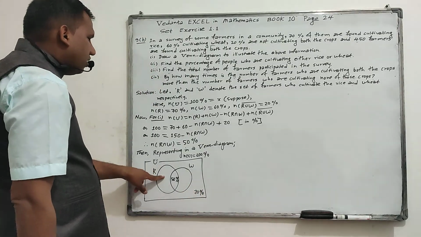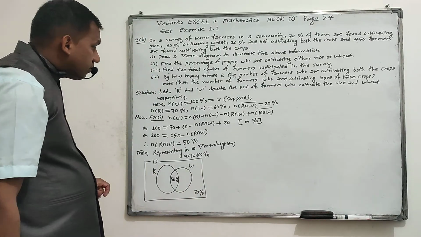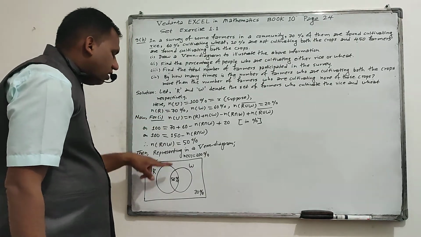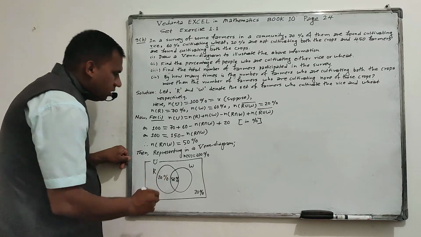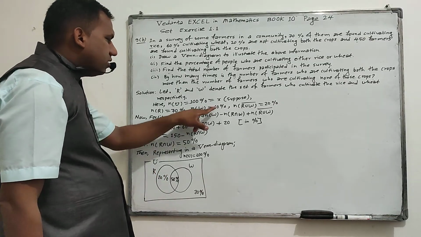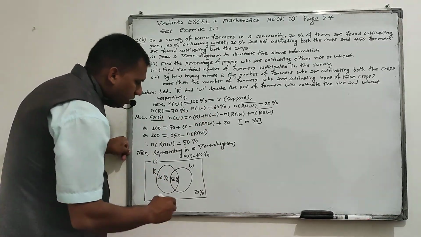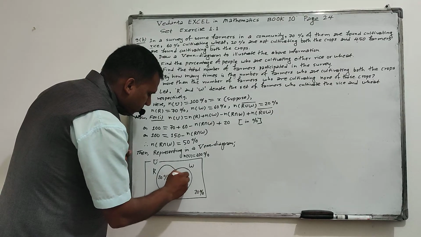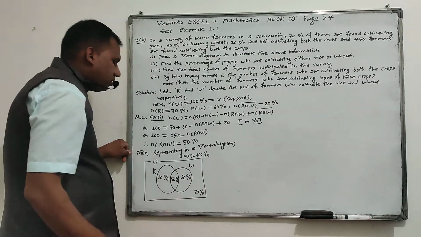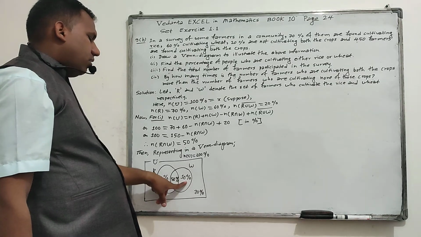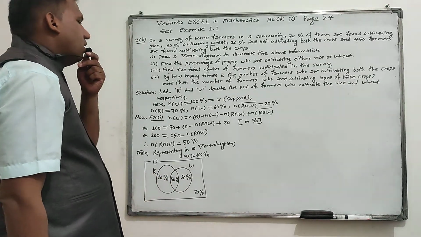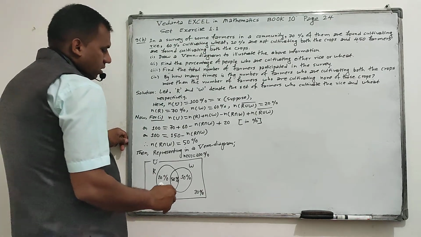Number of only R, that is 70 minus 50, remaining 20% here. And only W, that is 60% minus 50%, remaining is 10%. Total must be 50 plus 20, 70 plus 10, 80 plus 20, it makes 100. This is for 1.